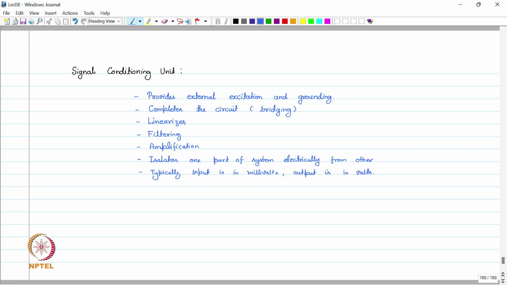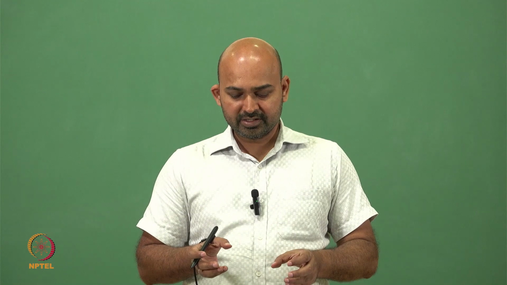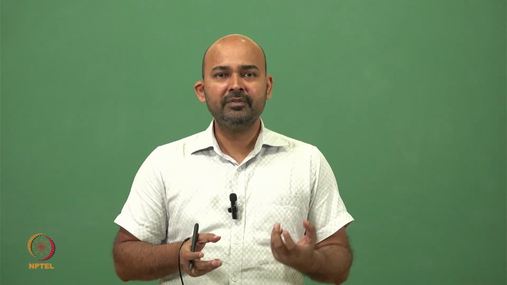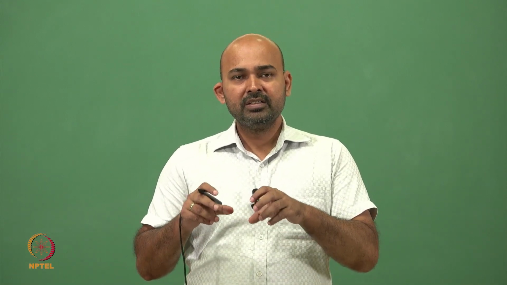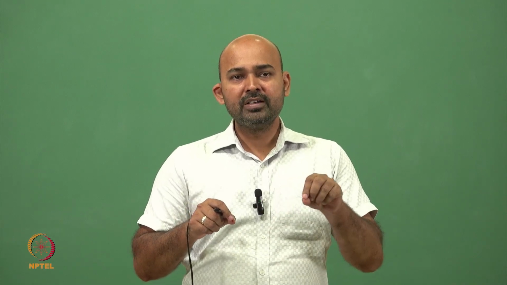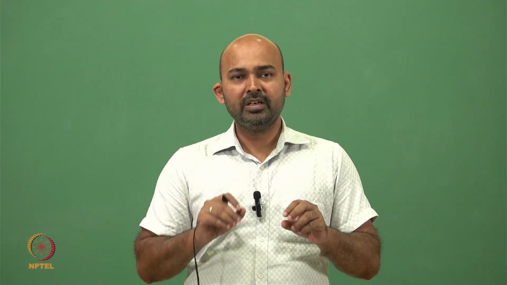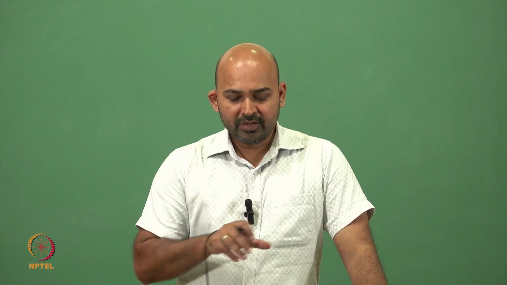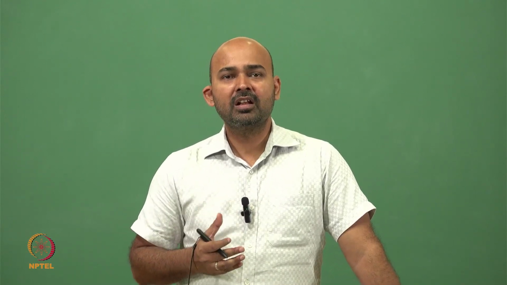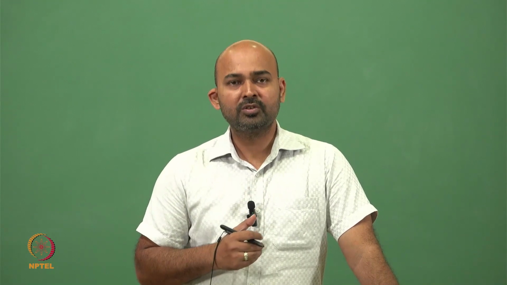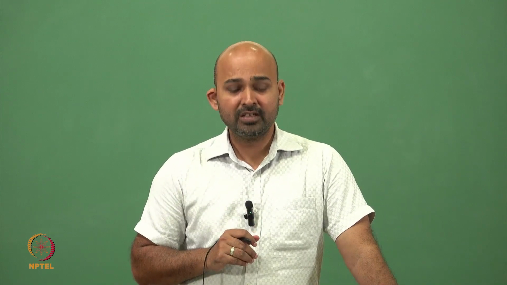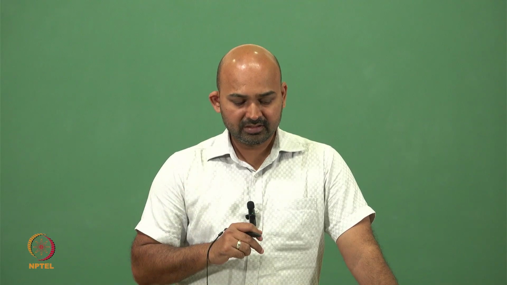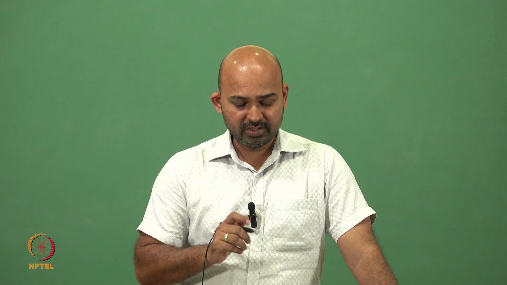So these are some of the functions performed by this signal conditioning unit. It provides external excitation and grounding. If a sensor needs a 5-volt supply, then this signal conditioning unit provides a 5-volt supply with limited current, so that the sensor can act efficiently. It completes the circuit, whatever is the bridging or whatever external hardware circuit is needed for the sensor to work, that is provided by the signal conditioning unit. It linearizes the data, it filters out the unwanted noise.